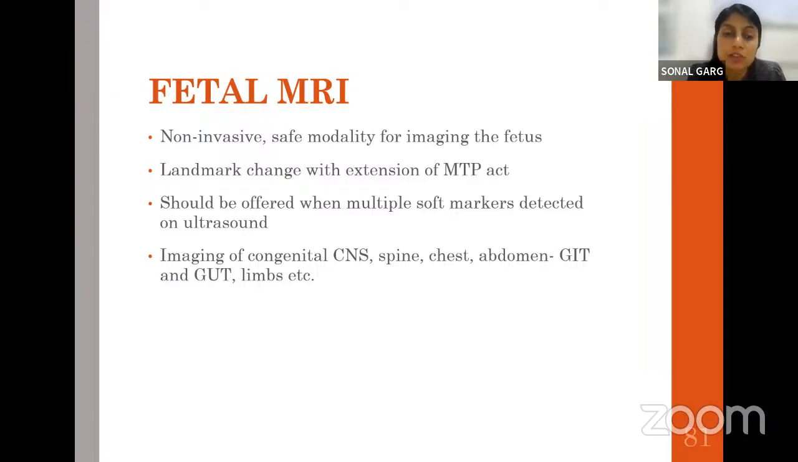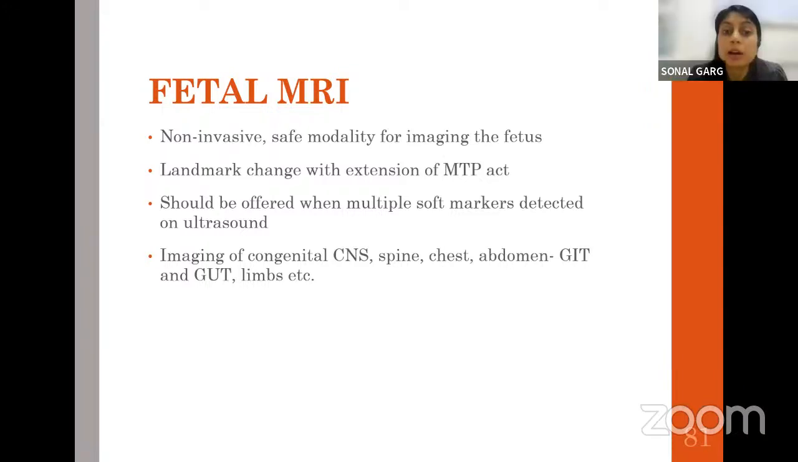So fetal MRI is something that is used in the prenatal period. I know a lot of pediatricians today get referred patients from obstetricians who come with an antenatal diagnosis of a structural defect in the fetus. And the question always is, what should we do next? So fetal MRI is another non-invasive, safe modality for imaging the fetus.